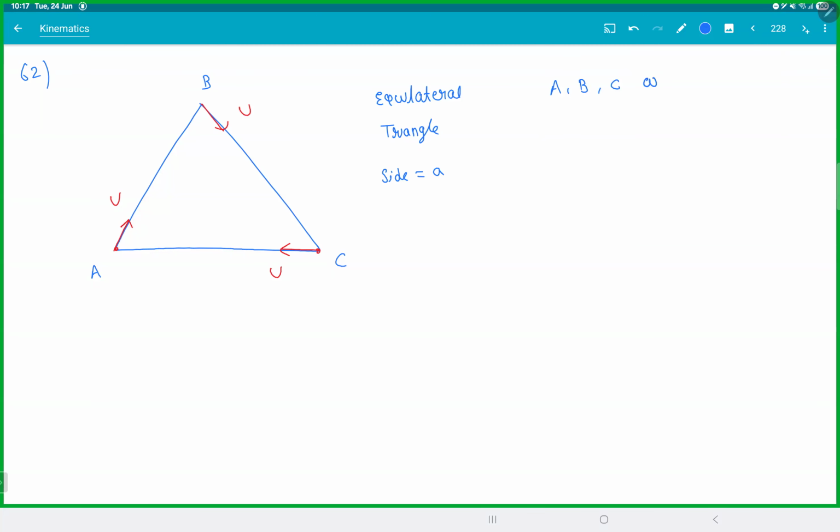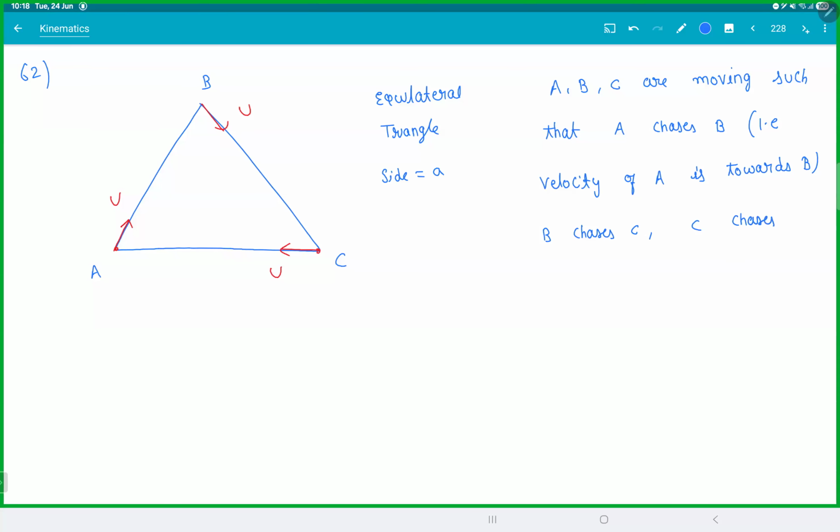A, B, C are moving such that A chases B. What do you mean by chasing? That is, the velocity of A is pointing towards B, just like the cat and dog. B chases C, C chases A.